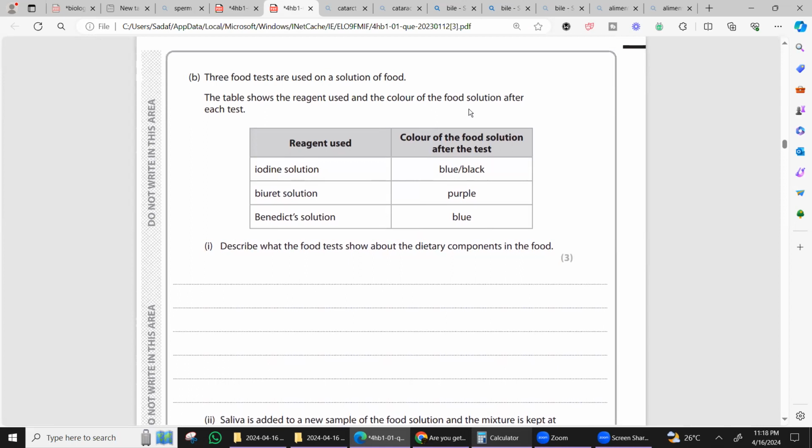Question B: three food tests are used on a solution of food. The table shows the reagent used and the color of the food solution after each test. Iodine solution, it is done for starch. Biuret solution, it's done for proteins. And Benedict's solution, it is done for simple sugars or reducing sugars.